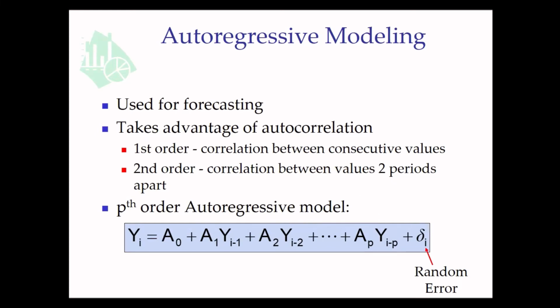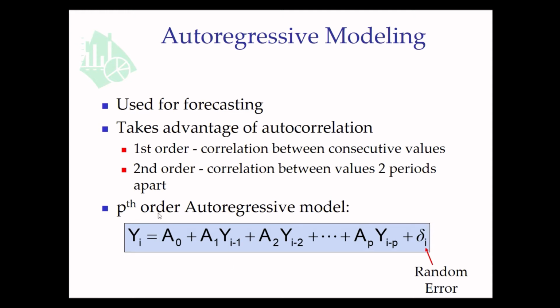In this video clip, we learn the autoregressive modeling used for forecasting. The idea is to take advantage of autocorrelation. First-order autocorrelation is the correlation between consecutive values. The second-order autocorrelation is the correlation between values 2 periods apart.